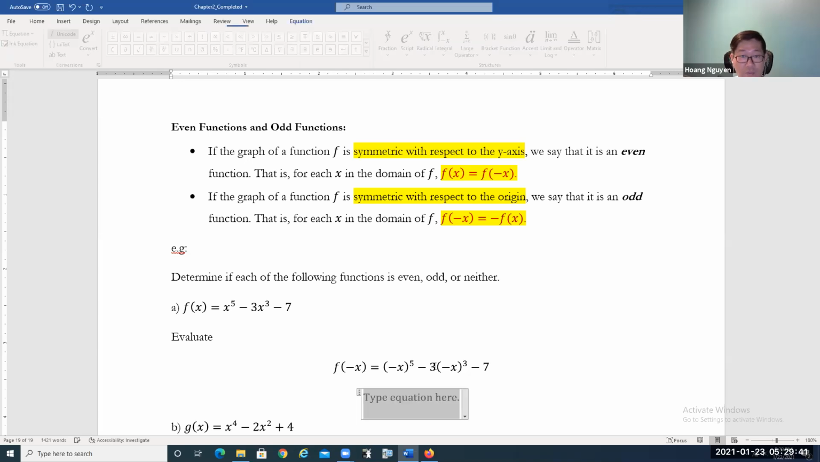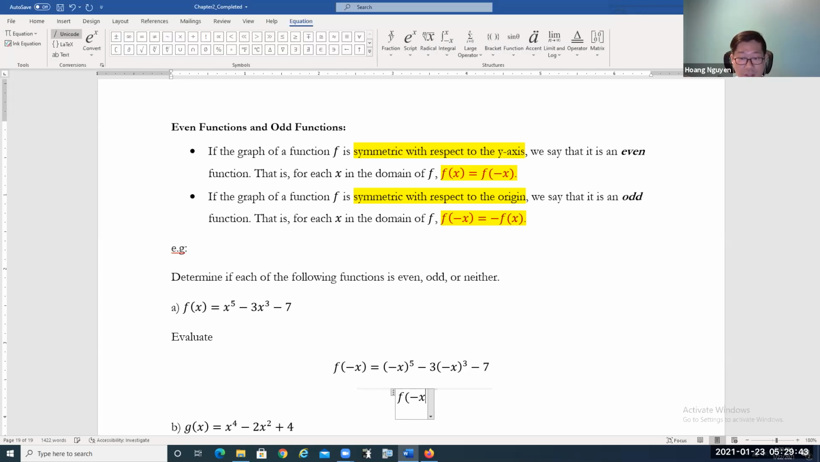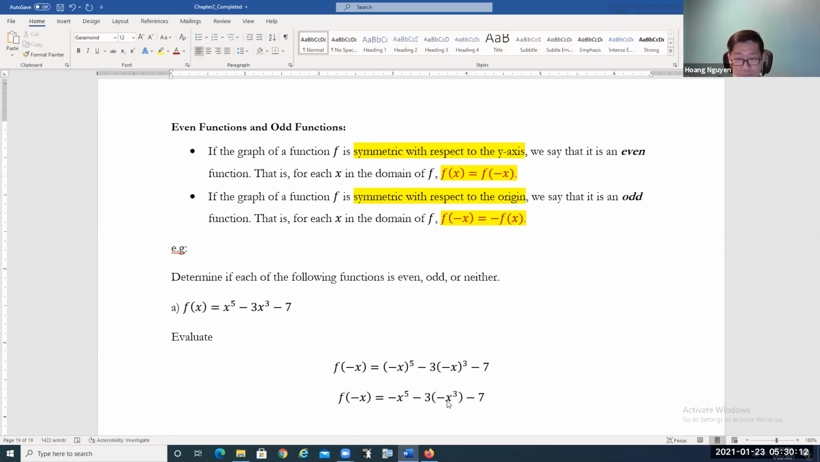Okay, so now let's see what we're gonna get, everyone. f of negative x equals... When you have a negative number raised to an odd power, the answer will be negative, right? So we have negative x to the power 5. Now, when you have a negative number raised to an odd power, which is power 3, it's gonna give you negative. So we're gonna get negative 3 times negative x to the power 3, and then minus 7. Nothing changed.